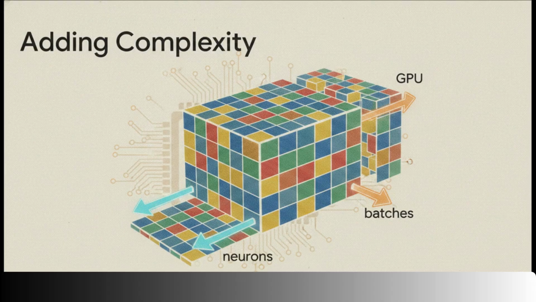If we want more neurons, we just add rows to our weight matrix. If we want to process a batch of thousands of images all at once, we just add columns to our input matrix. Matrix multiplication natively handles massive amounts of parallel calculations, which is exactly why graphics processing units, or GPUs, are so perfect for AI. They're hardware optimized from the ground up to do this exact thing.